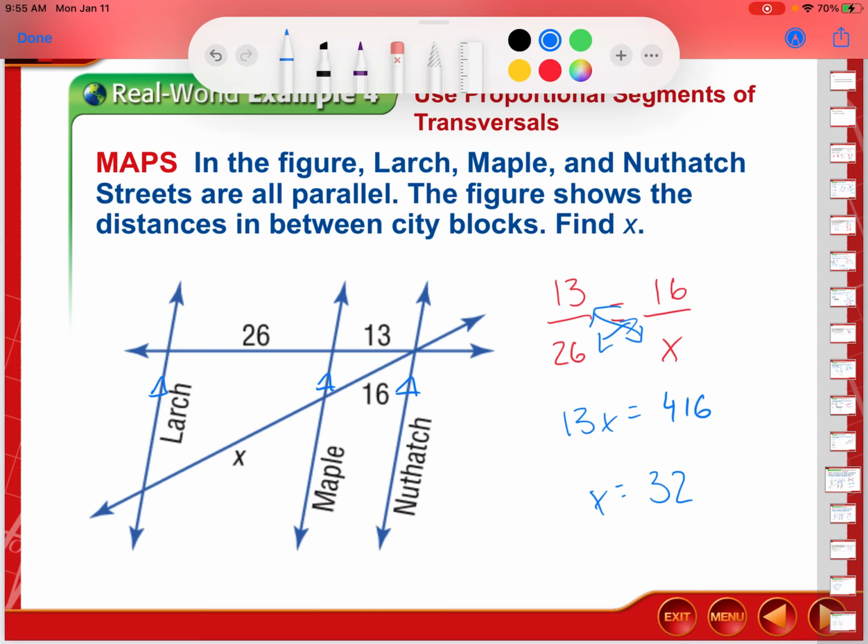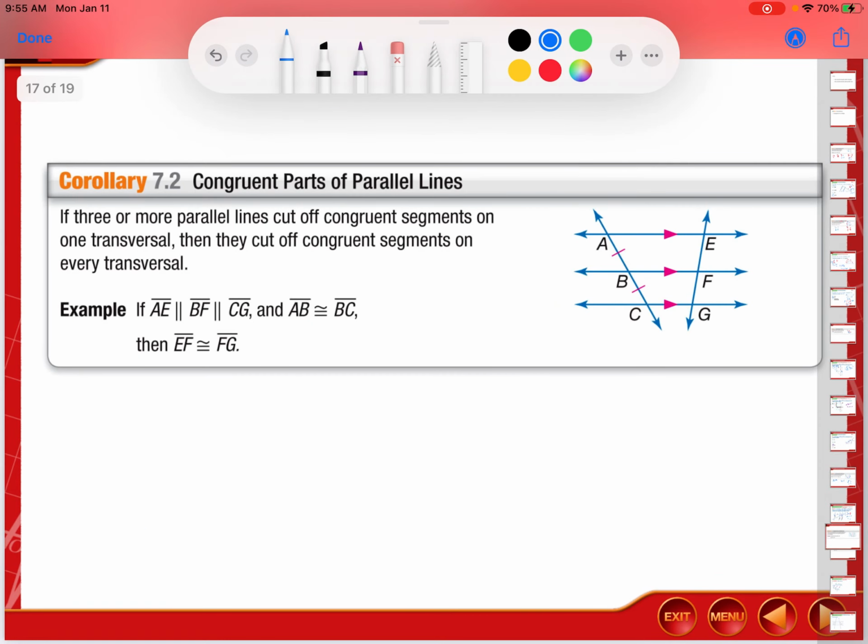Lovely. And if you wanted to reduce this left side and say, okay, well, 13 over 26 is the same as 1 over 2, and then cross multiply, you could do that too, just to make life easier. Personally, I just plug it in and go for it. All right.